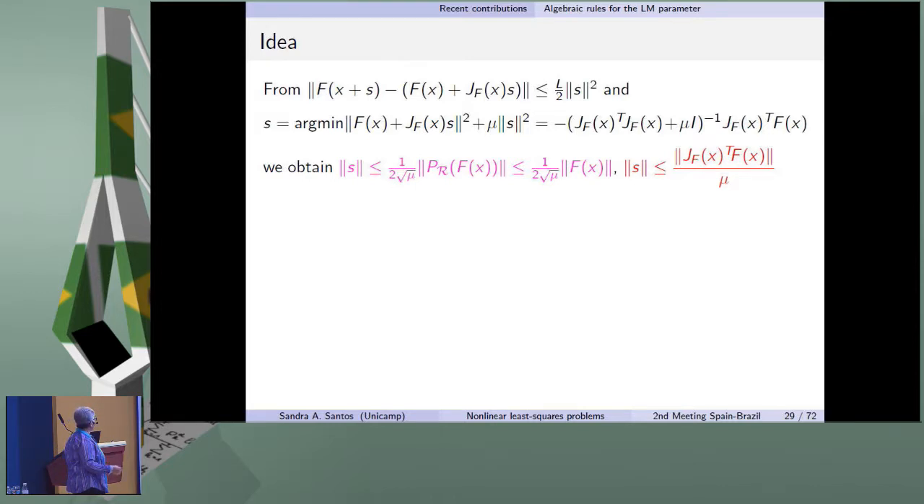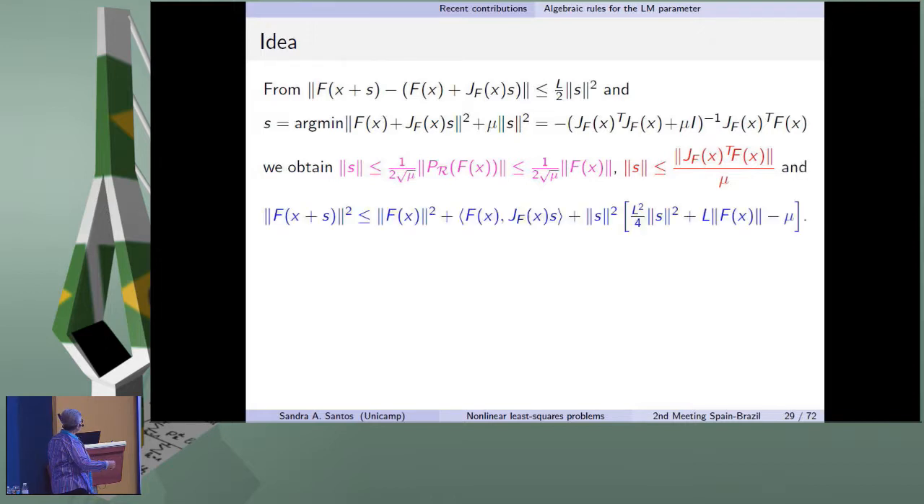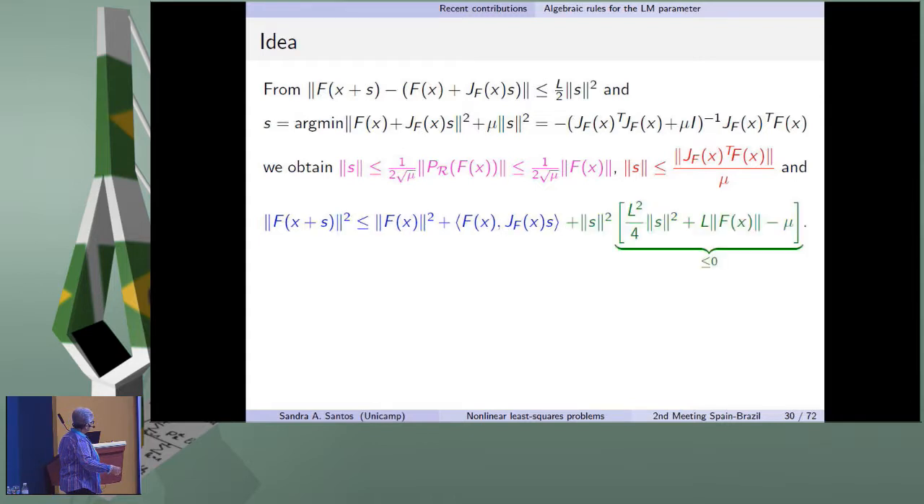Here, PR is the notation for the projection on the range space of the Jacobian. Based on these two bounds, we have also devised a bound for the prospective value of the objective function. And the idea here is to impose conditions on mu so that we have a non-positive term. This term is surely non-positive. And indeed, we obtained that.